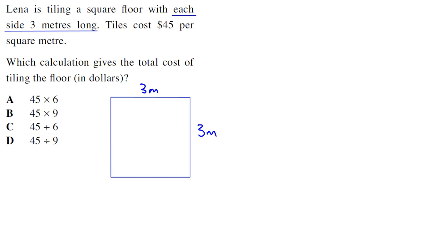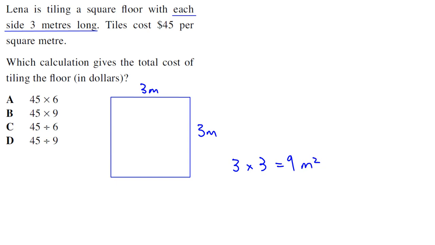So, we need to find out how many square meters we have in our room. And to find the area of our room, we need to do just what we have here. 3 times 3. Now, 3 times 3 is 9. And so we know that there are 9 meters squared in the room.